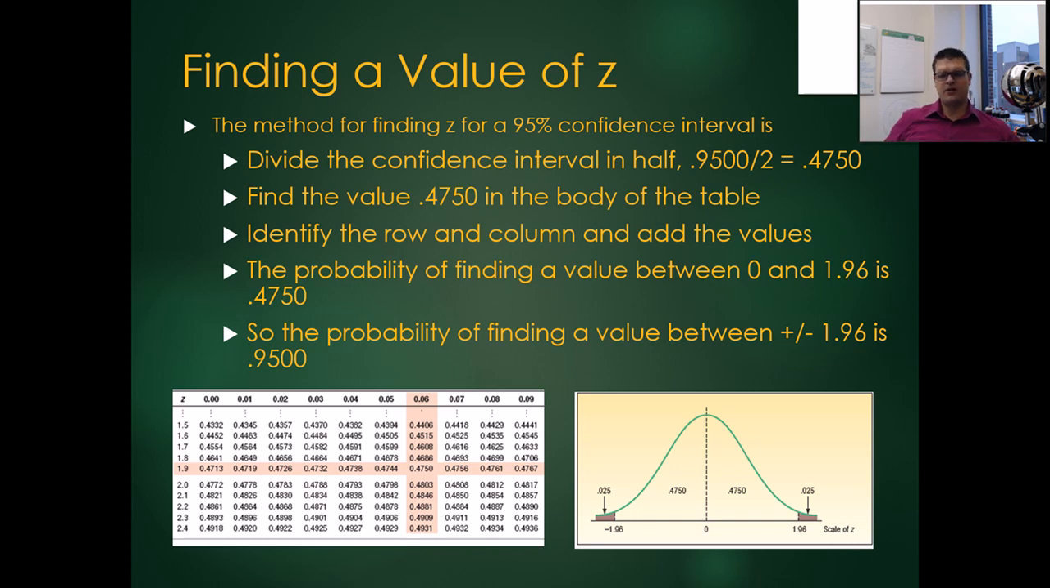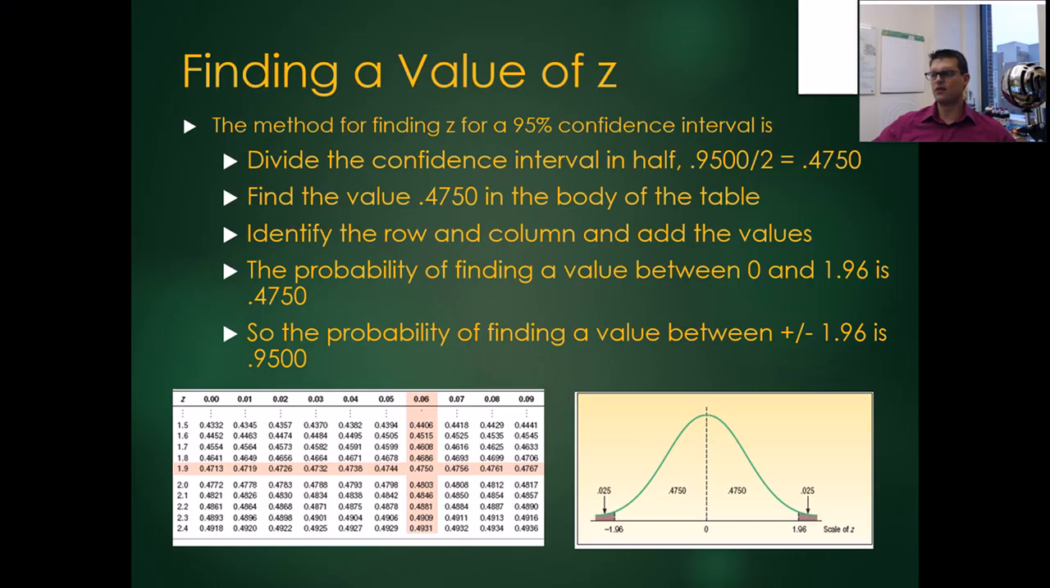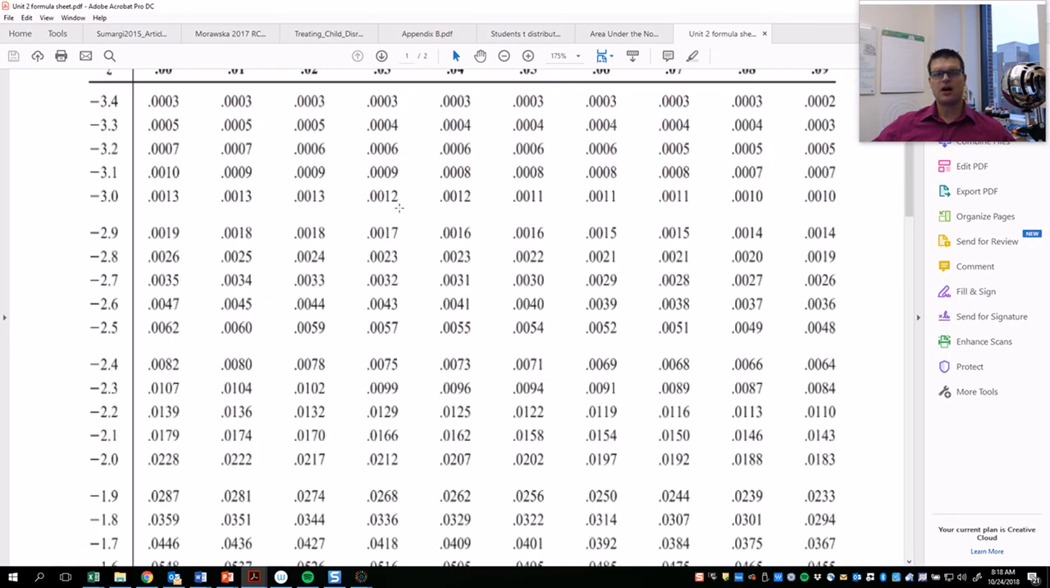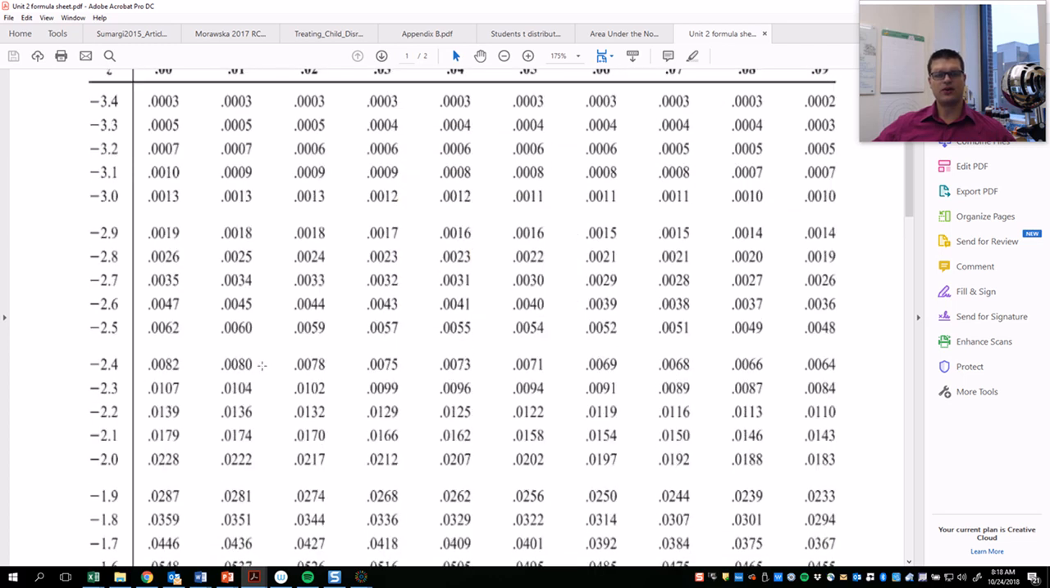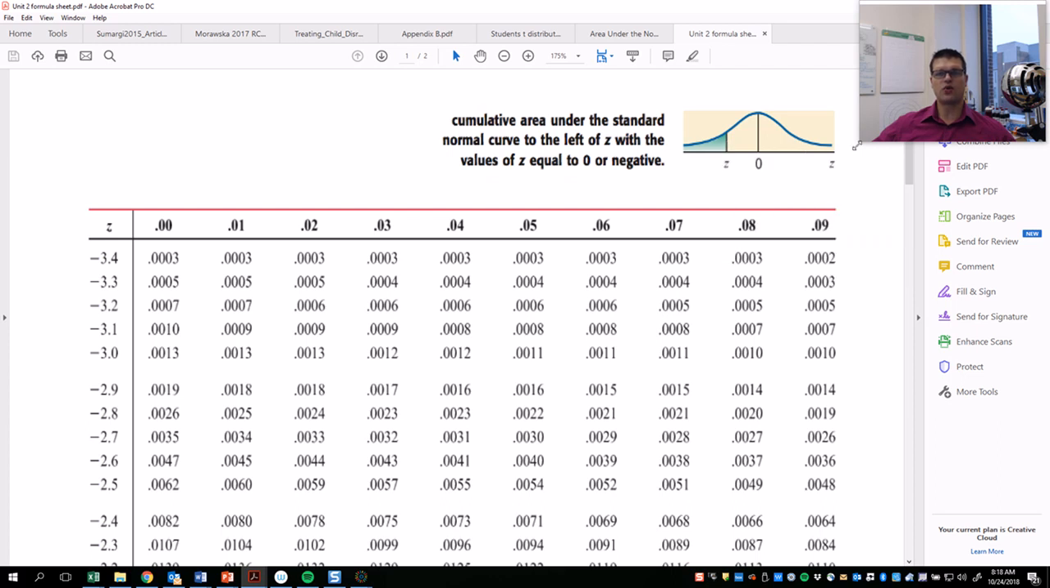First of all, I want to differentiate between a couple tables. Okay, prior to this, I've given you guys some different tables. I've given you guys on the Unit 2 formula sheet, this is the table that I gave you, right? And we also used this in the last lecture. And so this right here gives you the value that's less than a negative z value and greater than a positive z value.